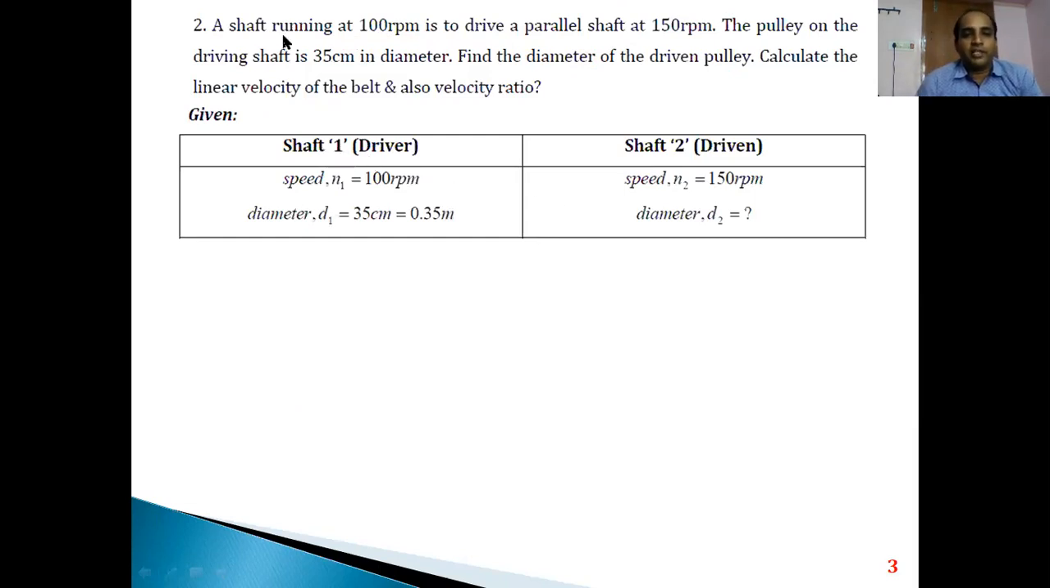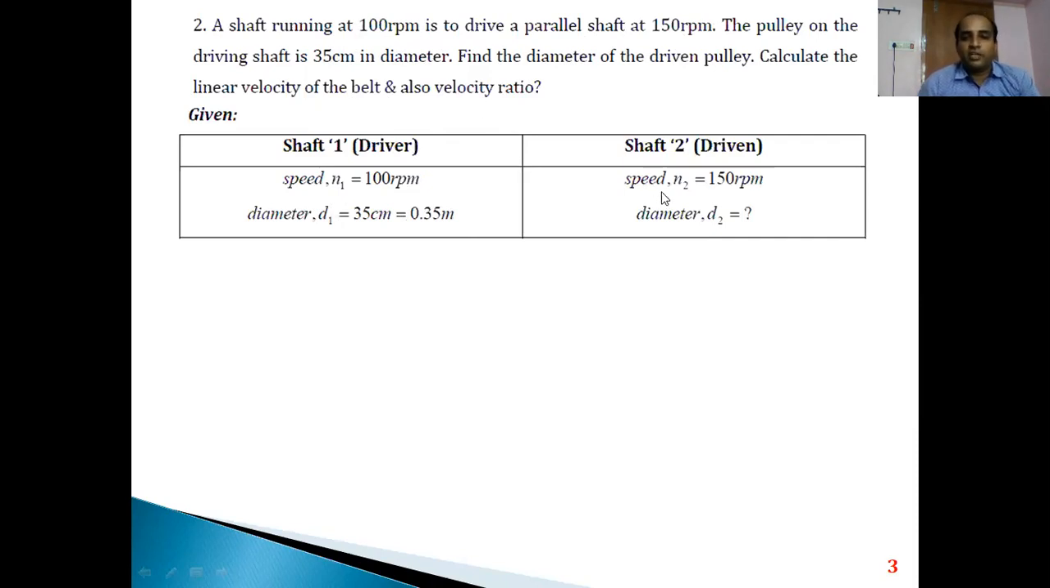So now the given data, what do we get here? Here I have taken this as shaft 1. As per the statement, a shaft is running at 100 rpm. It is driving a parallel shaft, which means this becomes the driver shaft. So driver shaft speed is how much? 100 rpm. It is driving a parallel shaft, means this is the driven shaft. It is 150 rpm. Then the pulley on the driving shaft, that is the driver shaft itself, how much is it? 35 centimeter or 0.35 meter diameter. We need to find out the diameter of the driven pulley, that is d2. Along with that, another thing is linear velocity of the belt as well as velocity ratio.